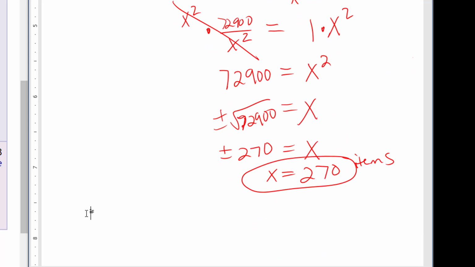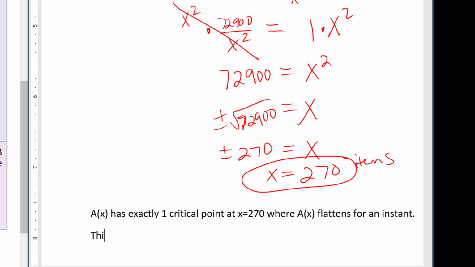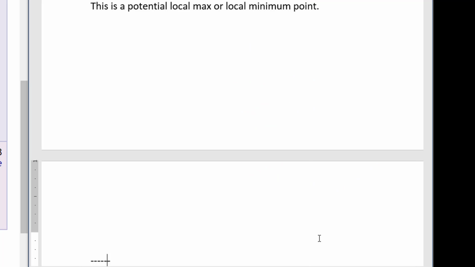All right, so you can again do that using Solver in Excel or by hand, like I just did. What we've learned here is that A of x has exactly one critical point at x equals 270, where A of x flattens for an instant. This is a potential local max or local min. Now we're going to use our first derivative test to identify if x equals 270 is a local minimum or a local maximum.